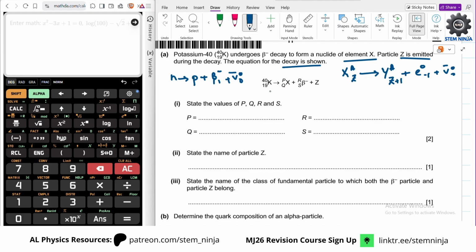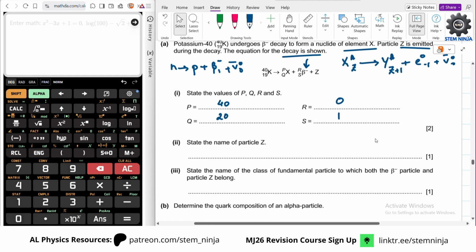So we have P same as 40, Q is 20 because the proton number has increased, mass of beta particle is 0, and S is 1. Now, you can write -1 also, but there's a minus written already that implies this is a beta negative. So we don't need to specifically write -1, but even if you write it, it won't be that big of a deal.